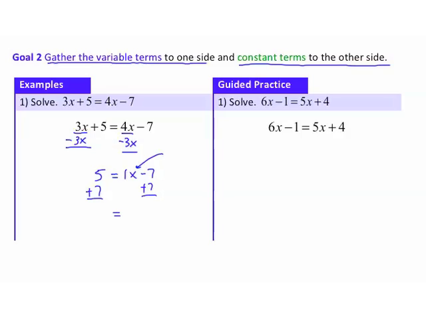On the right side, I have this 1x. Well, 1x is really just x. So I have x on the right side, which is isolated and all by itself. And on the left side, I have 5 plus 7, or 12. And so I've isolated the variable now, and I've solved the equation because it's easy to see that x is going to equal 12.